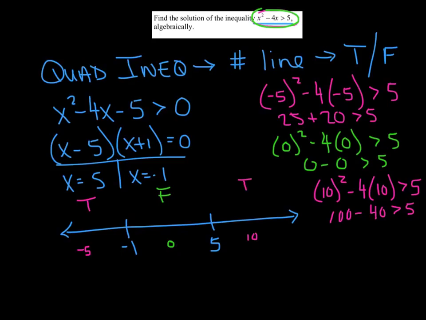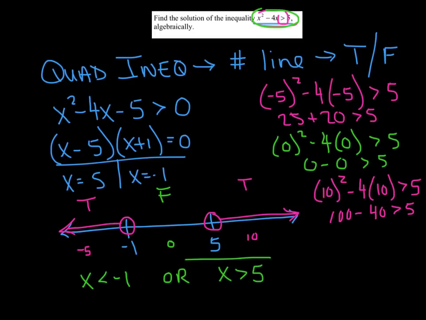So what I'm going to do is, notice the inequality sign did not have an equals component to it, so we're going to go open circle, shade towards the true, shade towards the true. And then if we had to write our solution algebraically, I would say something like all x values less than -1 or all x values greater than 5. And that would be my algebraic solution to accompany the graphical solution we had right here.